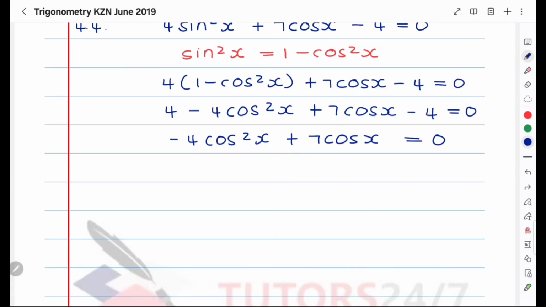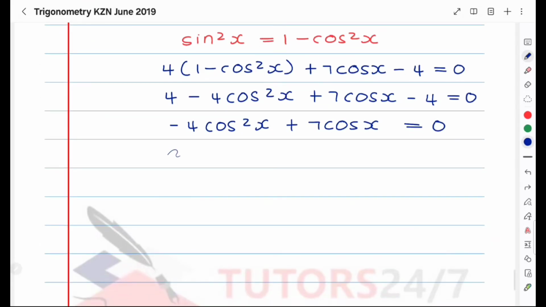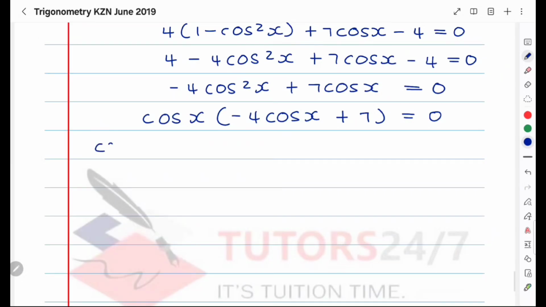Now, something important to take note of is that we have a common factor, which is cos x. So we take out our common factor of cos x, and we are left with minus 4 cos x plus 7 is equal to 0. We separate them, so we have cos x is equal to 0, or minus 4 cos x plus 7 is equal to 0.